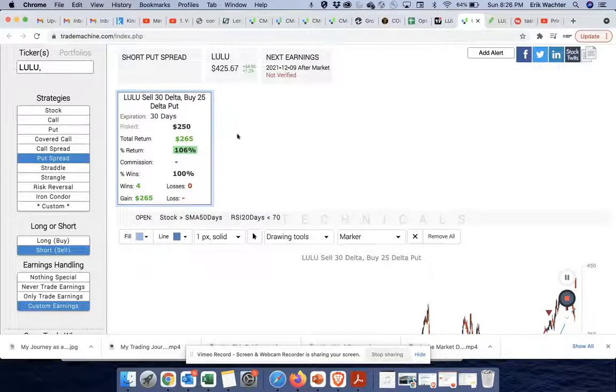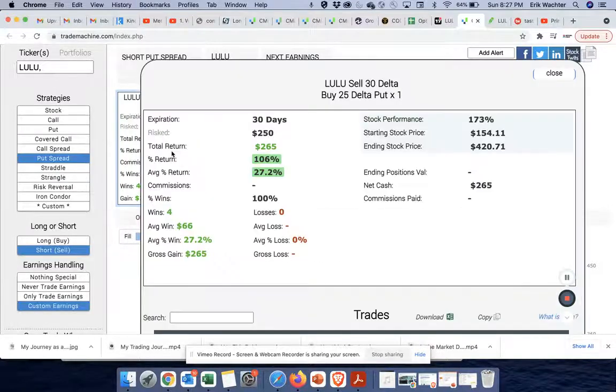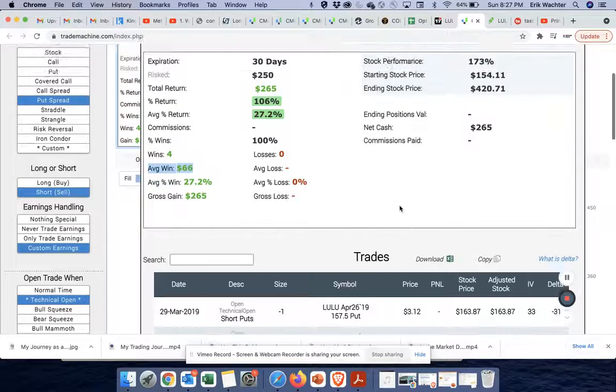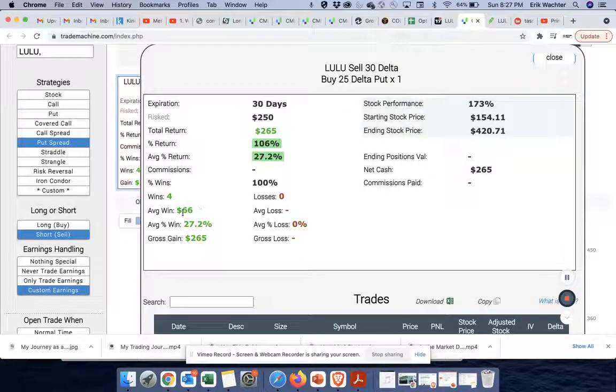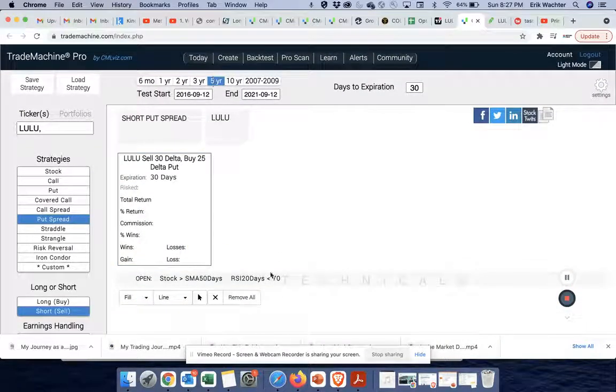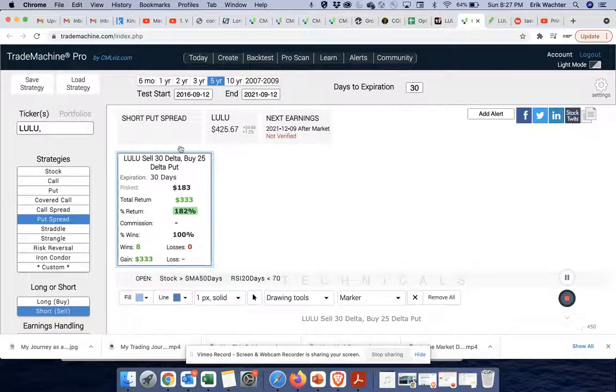So historically, and then I tweak the strategy, we're going to sell a 30 delta and buy the 25 delta behind it, okay? And you can see, I mean, we're not talking about much money here. We're just looking at one contract. But we have a 4-0 win rate in the last couple of years. Let's take a look at the 5-year mark, see how that works. Wow, that's pretty good, 5 years.